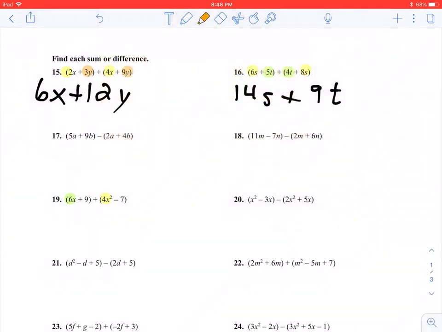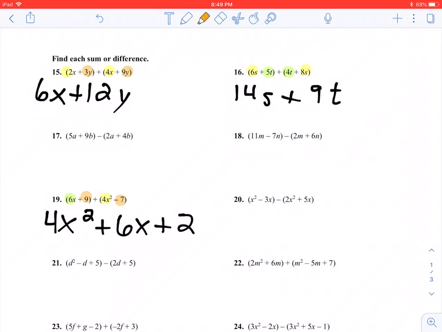and so we need to treat it as a different term. Now the positive 9 and the negative 7 right there, those are like terms, and we will add those together. So start with the highest power. So we have 4x squared, and then we have plus 6x, and then we have a 9 and a minus 7, which turns into positive 2. So there is number 19.